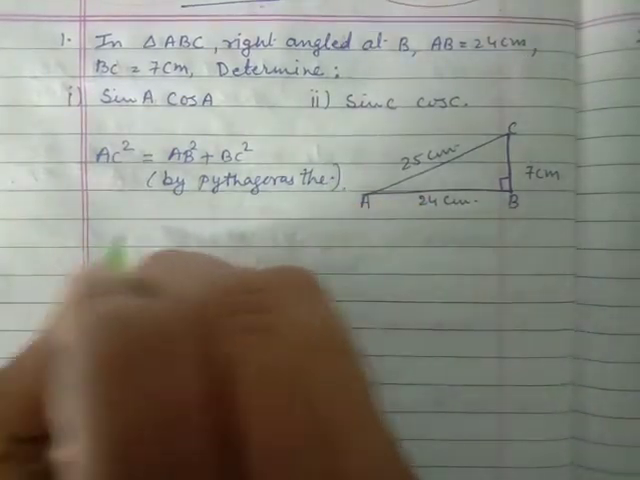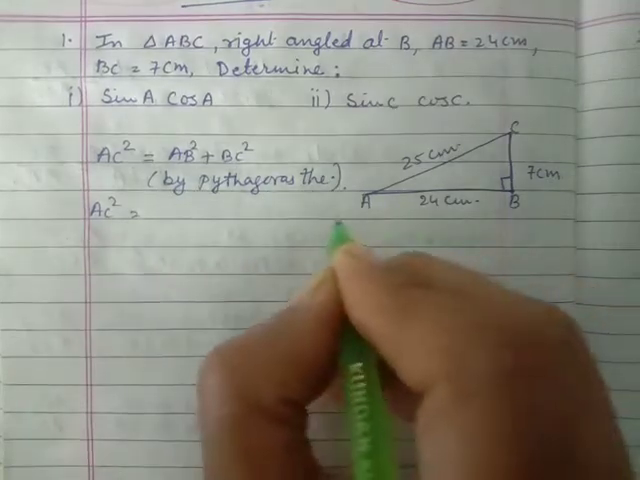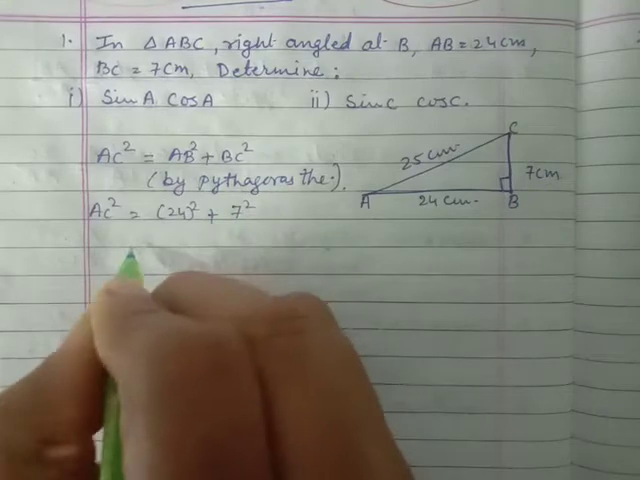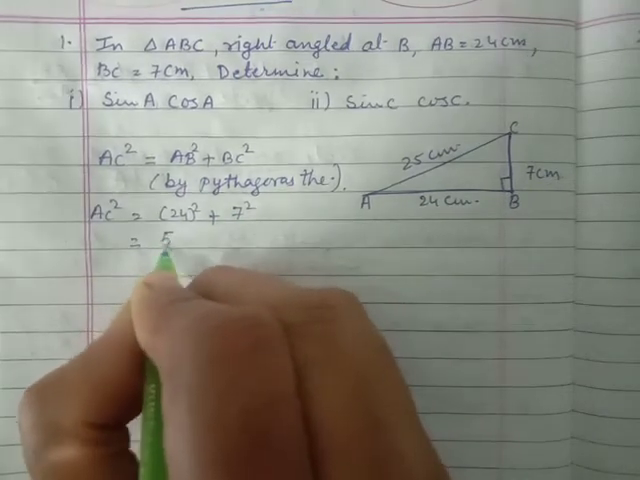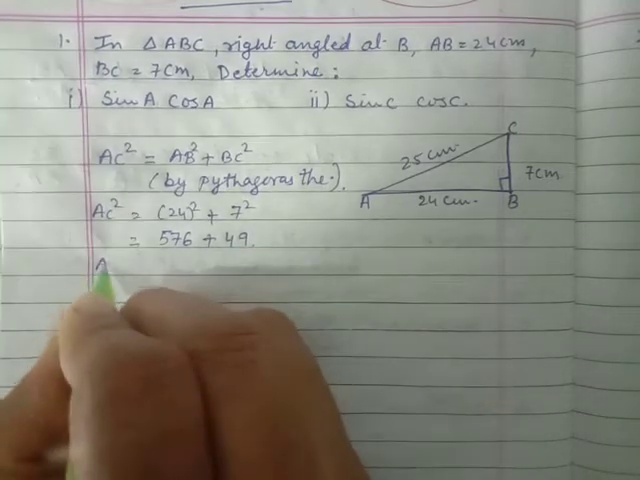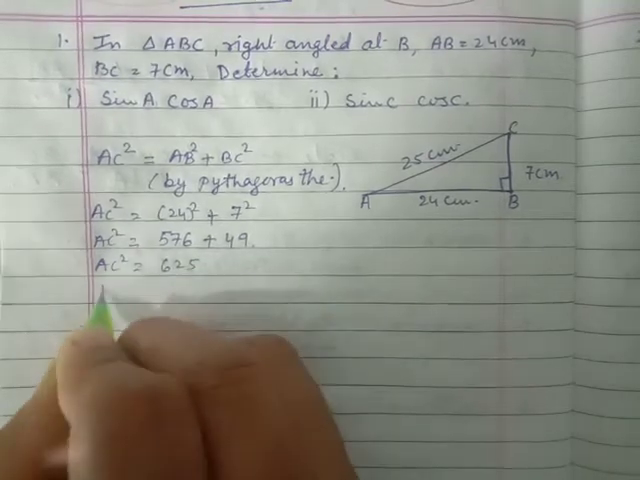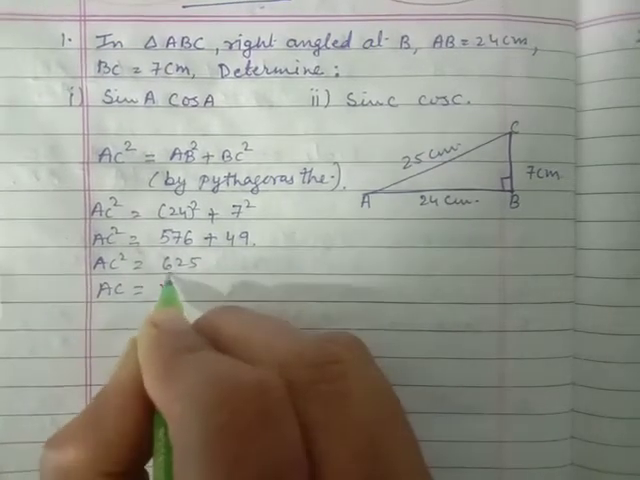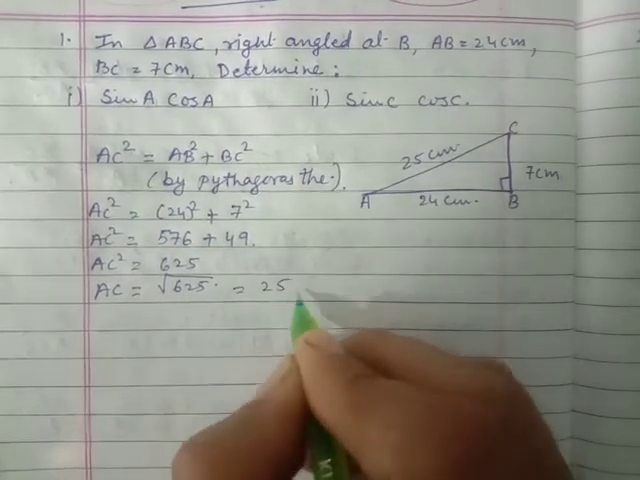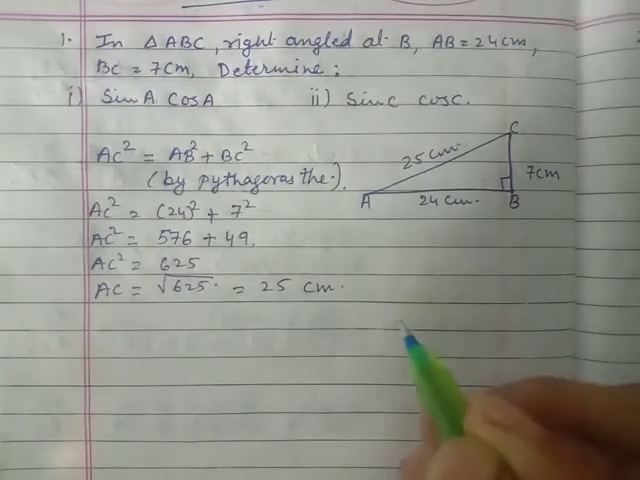So AC square is equal to, now put the values, 24 square plus BC is 7 square. What is the square of 24? 576, and this is 49. So AC square is equal to 625. Now we want AC, so we'll take the root of this. So AC is 25 centimeter.